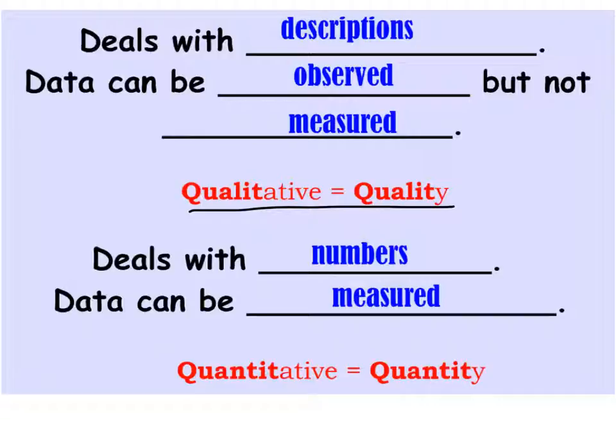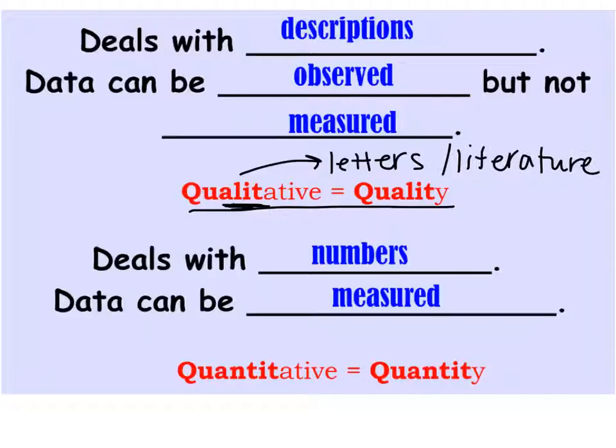So here's how I help with remembering it. This has an L. Qualitative looks for letters. Another teacher said it's the LIT for literature, which deals with words as well. So when you're dealing with that, qualitative is letters or literature, and it's descriptions of the probability.